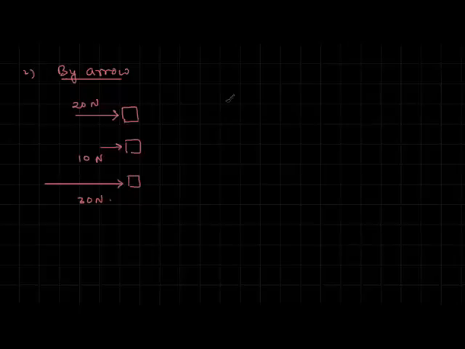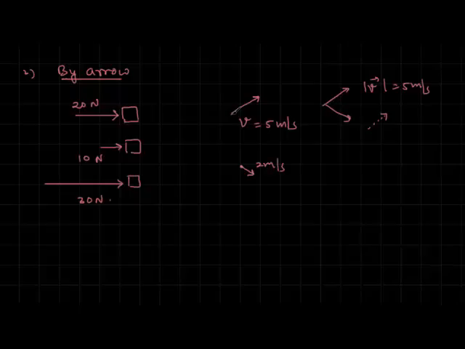So let's say if the arrow need not be necessarily to the right. So this is V is equal to 5 meter per second. So this vector again can be broken into the magnitude and direction. So magnitude is 5 meter per second and direction is in this direction. Or if it is 2 meter per second, so again its magnitude is 2 meter per second and direction is in this direction.